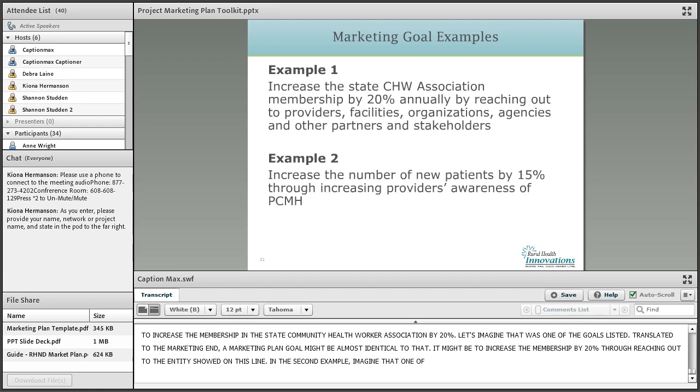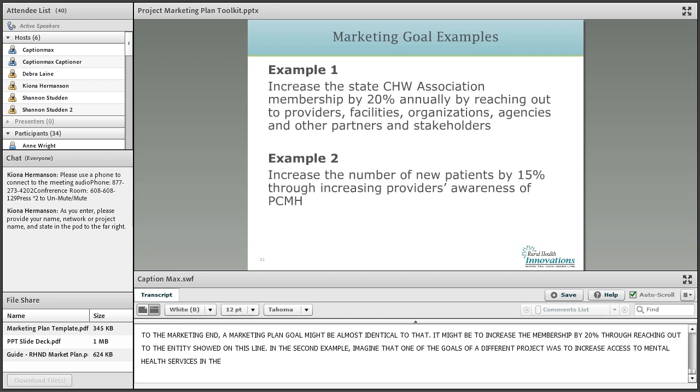Translated to the marketing plan, a marketing plan goal might be almost identical to that. So it might be to increase the state CHW Association membership by 20% through reaching out to the entities shown on this slide. So the providers, facilities, agencies, and so forth.